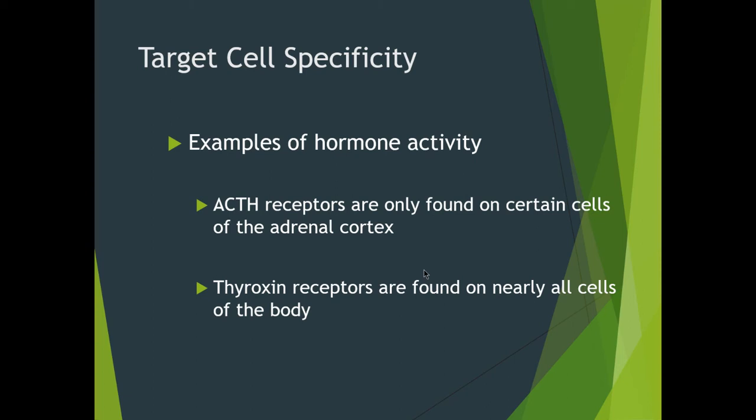On the other hand, if we look at another hormone, thyroxine, remember this is T3, T4, there are receptors for T3, T4 on basically all the cells in your body. So that means when the hormone is released into the blood and goes everywhere, it's not just one part of your body that reacts to it. Almost all parts of your body react to it. And so thyroxine has very widespread effects.